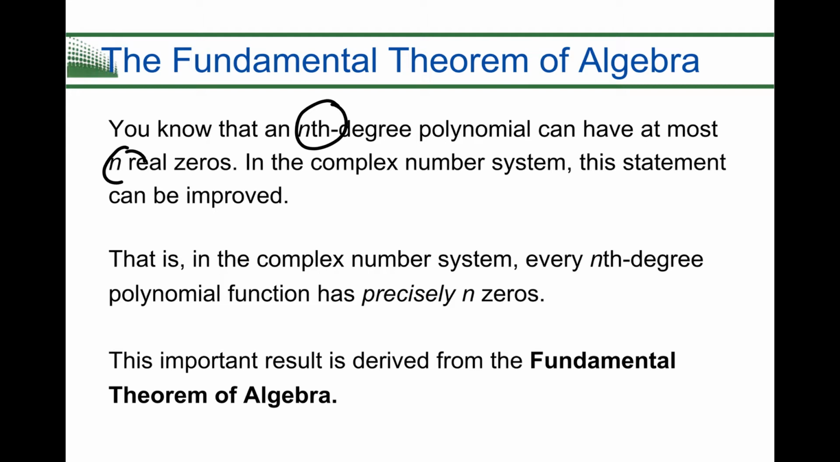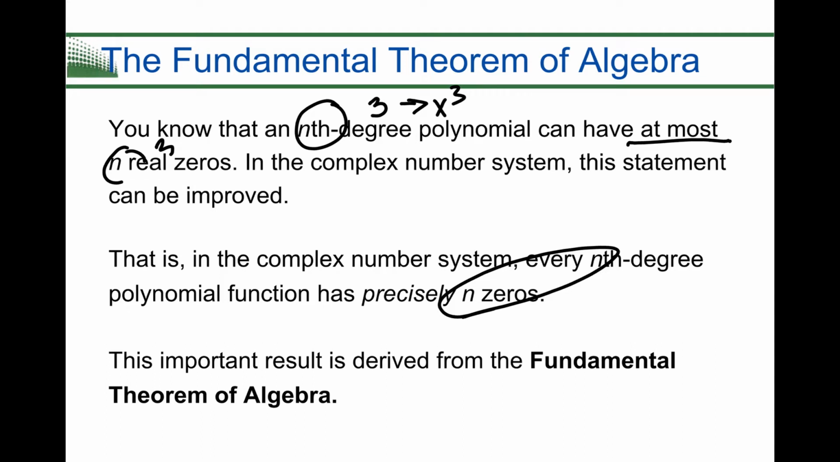And so what this says is if you have a third degree polynomial, you could have at most 3 zeros. What's a third degree polynomial? An x cubed function. And again, this is at most, not guaranteed. That is, in the complex number system, every nth degree polynomial has precisely n zeros. And so if we're talking about complex numbers, that is a for sure statement.